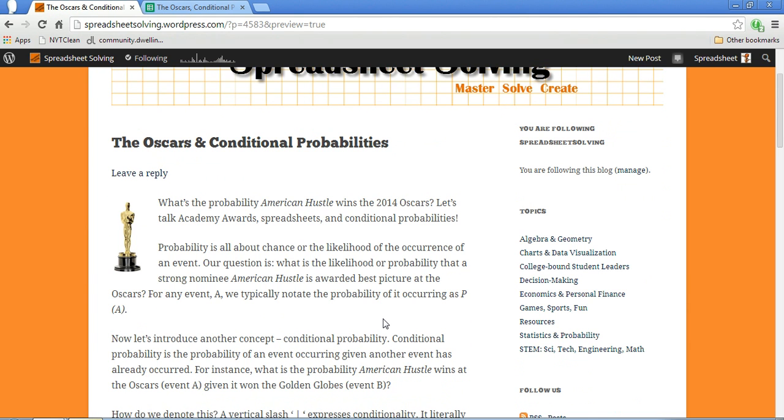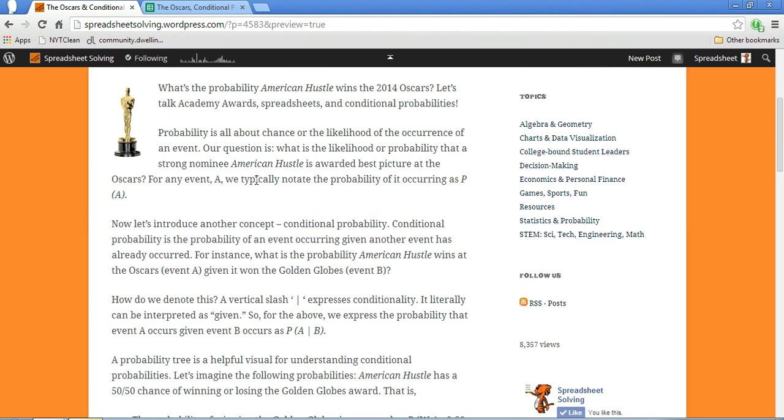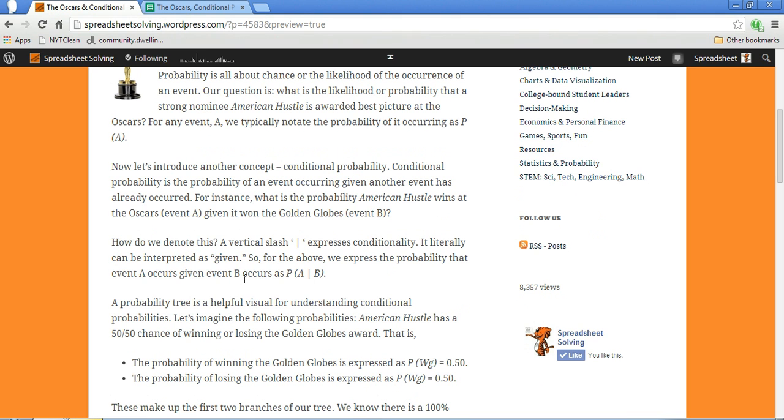Okay, so a quick refresher. What is probability? Probability is simply chance. It's simply likelihood. But what about conditional probability? Here in our tutorial post, we introduce the concept of conditional probability, which is the probability or the likelihood of an event occurring given another event also occurs. For example, what is the probability that the movie American Hustle wins at the Oscars given that it wins the Golden Globes?